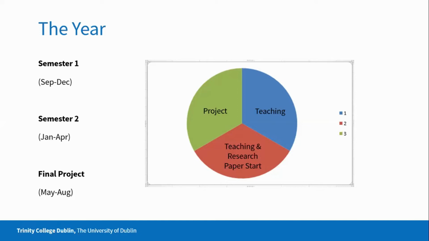Our year is structured into 3 parts, as you can see on the slide there. The first 2 semesters, which are the blue and the red one there, are teaching, and they run from September to December, that's the blue one, and then from January to April, that's the red one. That's where we cover all the modules you saw on the previous slide, and you'll have seen on the website also. They run at that time.